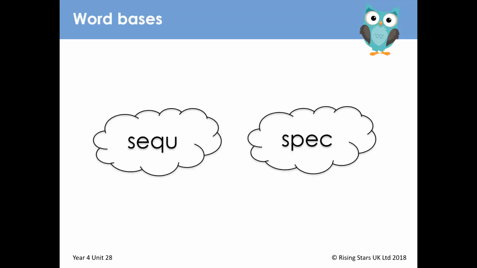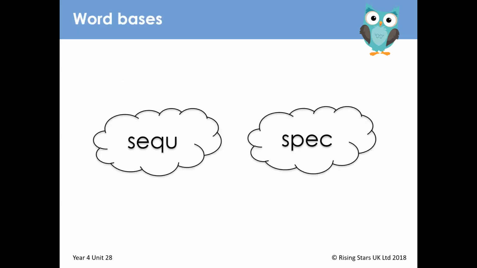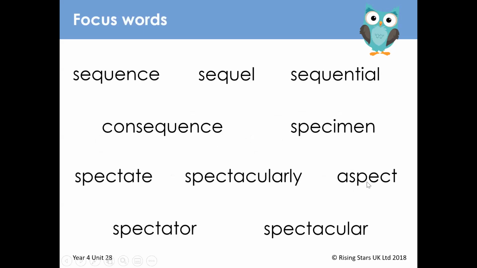Okay, so a lot of the base words, almost like the root word, is seq and spec. If you go back, you can see a lot of these words have seq at the beginning. Some of them also have it in the middle, so consequence. And then some of the words also have spec. So we've got aspect, spectacular, or spectator. So we're going to have a look at what these words mean.